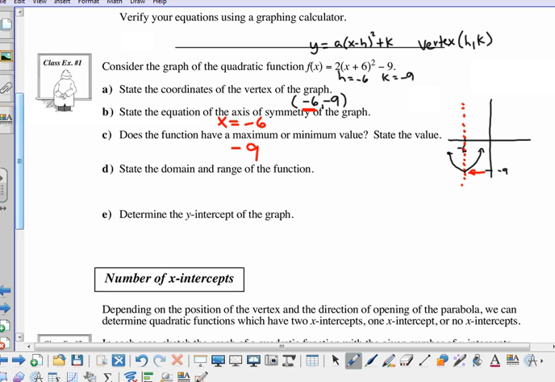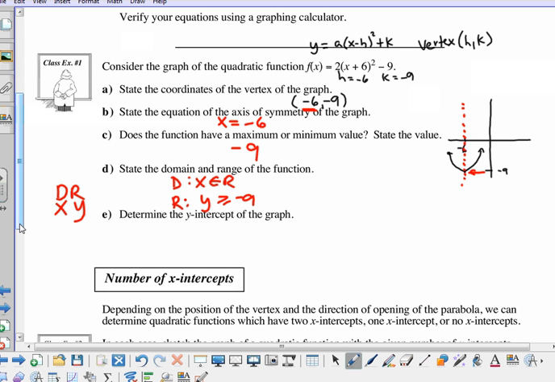Okay, domain of the function. Domain, remember Dr. XY. So domain is x. So x is how far, which direction? Left and right. Will it keep going to the left? Will it keep going to the right? Yeah, so how do you write that? X is an element of the reals. Range. Well, does the graph go forever up and down? No. It has a minimum, so it starts at negative 9. How would you write that? Y is greater than or equal to negative 9. Yeah. Okay, and last, it says determine the y-intercept.